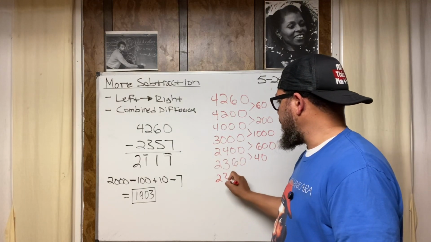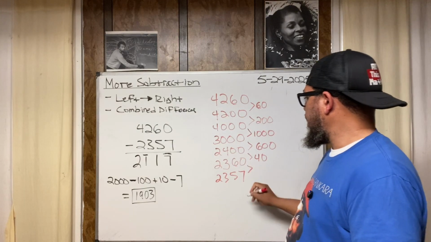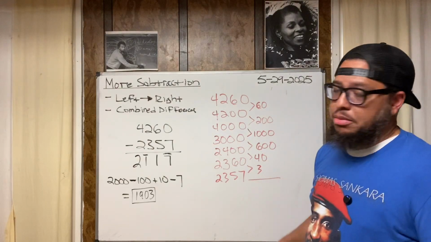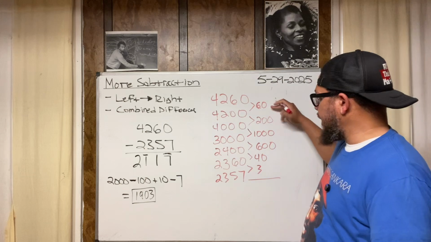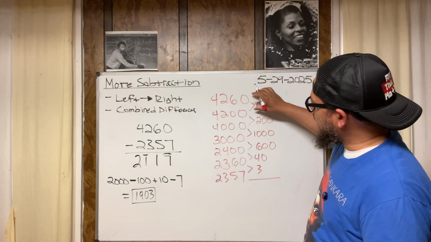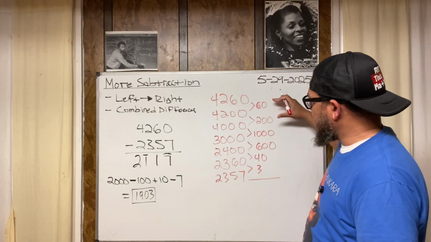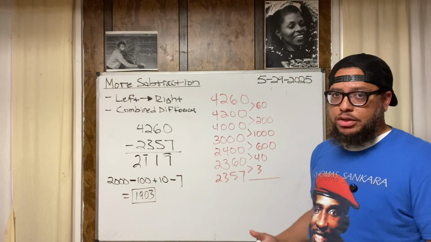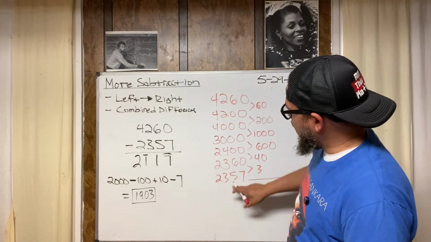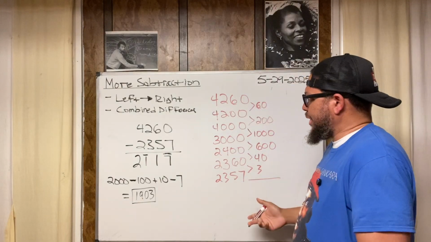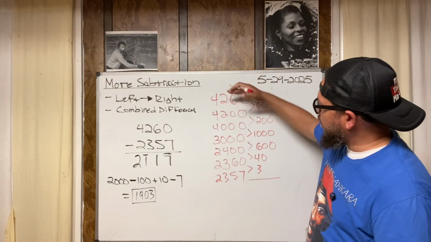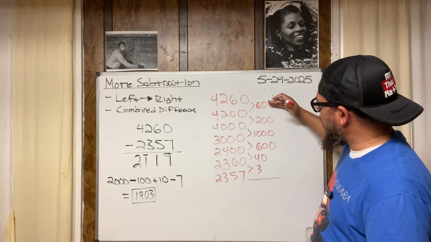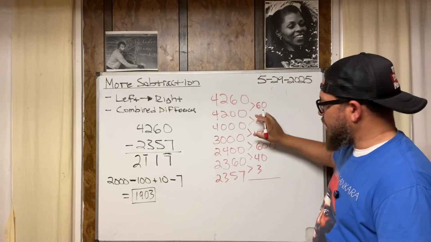And then I'm going to have 2357. And then 60 minus 57 is 3. Now, to combine the differences means to add the differences. The differences between these pairs of numbers can be added up and it will equal the difference between this number and that number, which should make sense because the difference between this number and that number consists of all of these smaller differences combined.